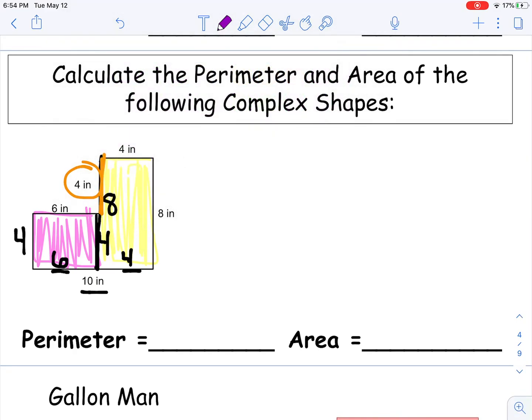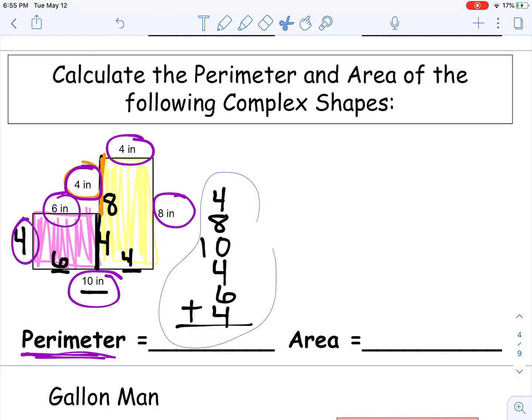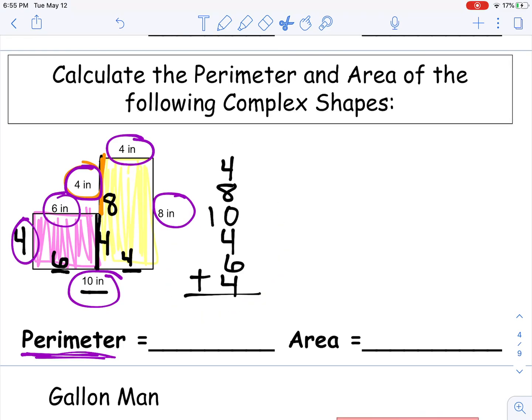So now perimeter tells me I have to go around the outside. I'm going to pick a different color. So I'm going to go around the outside. For perimeter, I'm going to go ahead and highlight that. Now remember that 4 and 6, that's inside right now, so I'm not going to use that. So I get all my measurements. So now for my perimeter, I'm going to take 4 plus 8 plus 10 plus 4 plus 6 plus 4. And I'm going to add these up. I kind of put them close to my perimeter line, so I'm going to scoot them up a little bit.